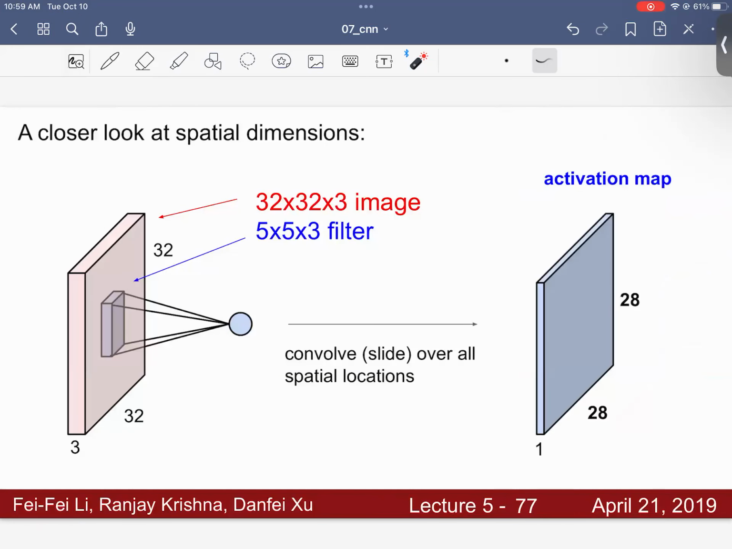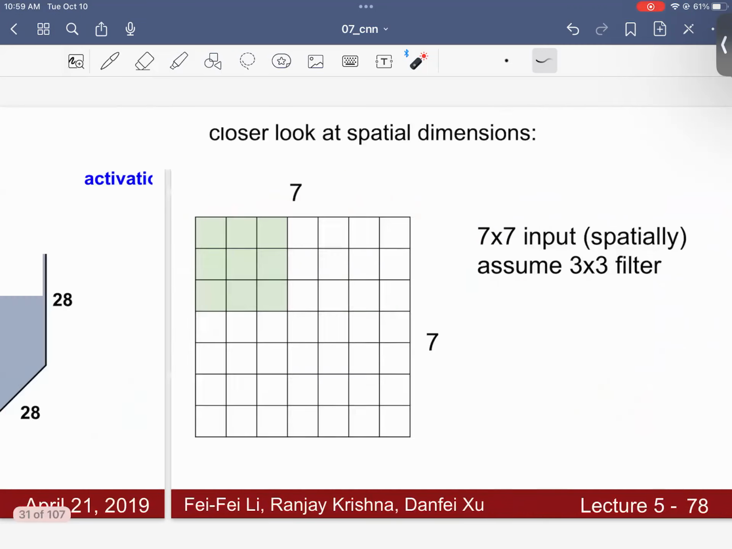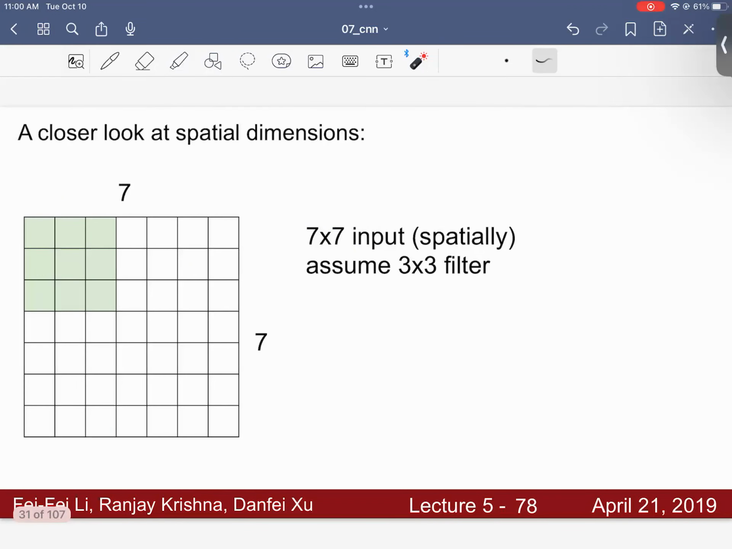So we've looked at the spatial dimensions, and we've already established that given a 32 by 32 by 3 image, a 5x5x3 filter will give a 28 by 28 by 1 output. So let's take a closer look at spatial dimensions. Let's make it simpler. Instead of 32 by 32 by 3, we have just 7 by 7 by 1, and we assume a 3 by 3 filter.